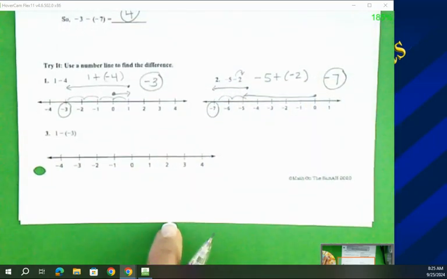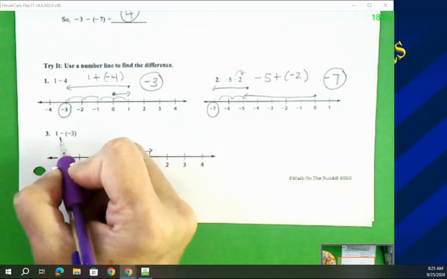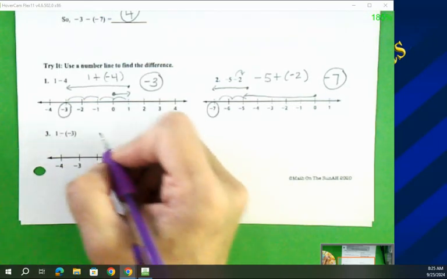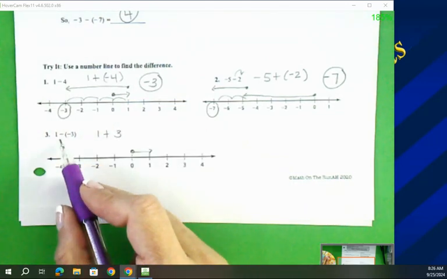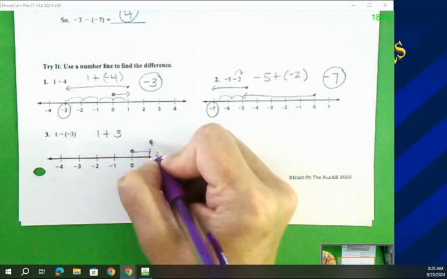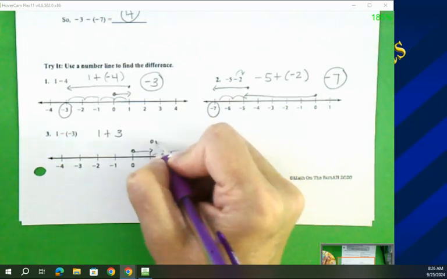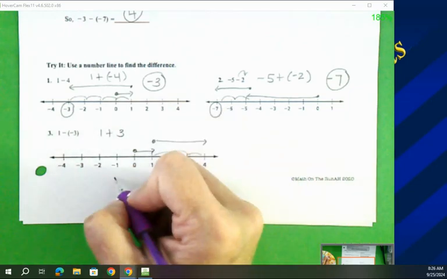And for number 3, we're at +1 for our first value, and then minusing a -3 is the same as adding a +3 because we're moving away from the negative, so we're getting more positive. 3 units, 1, 2, 3. So our answer here is 4.